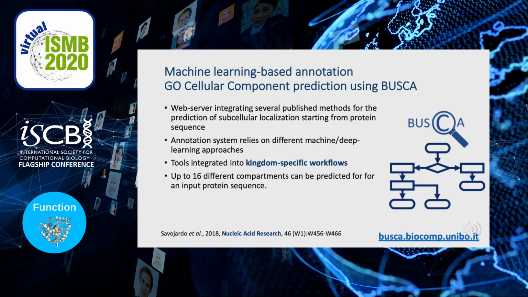Finally, the above methods were complemented using the BUSCA pipeline, which we developed for prediction of the protein cellular component. BUSCA internally integrates several different tools based on machine and deep learning approaches that are organized into kingdom-specific workflows. Overall, BUSCA allows us to predict up to 16 different compartments for an input protein sequence.